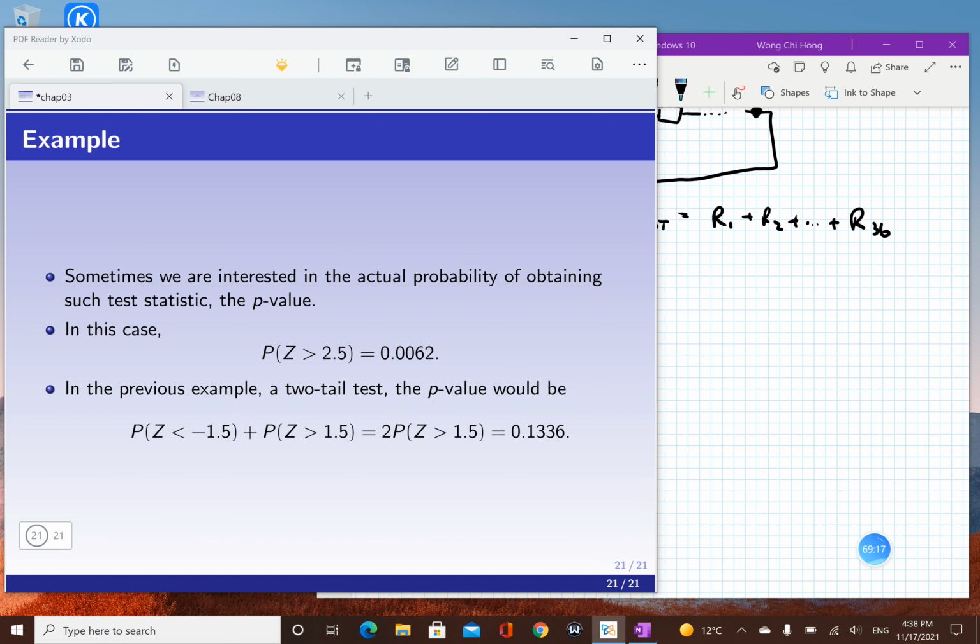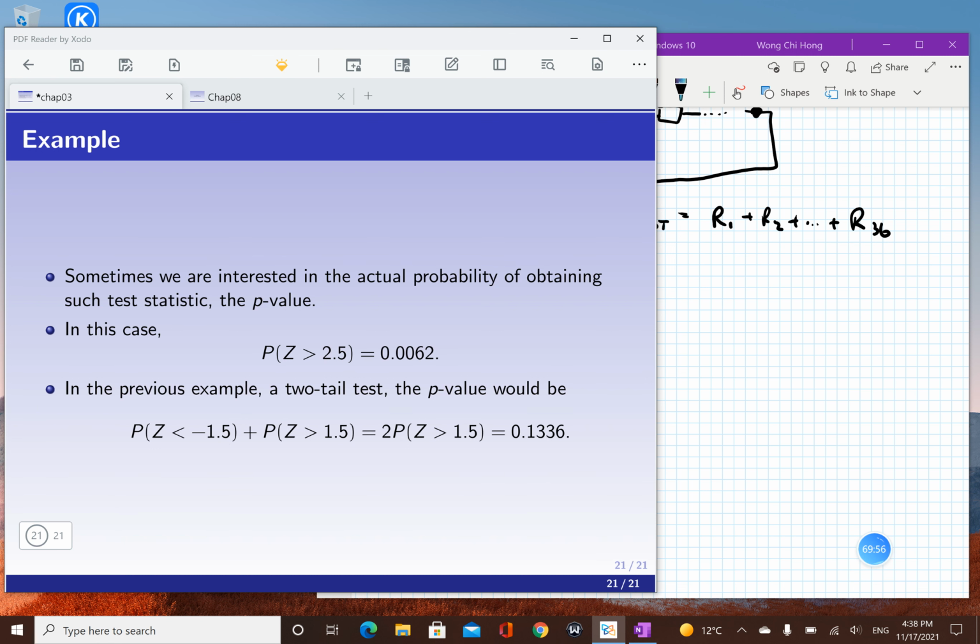Sometimes people prefer to see this in actual numbers rather than simply comparing with the critical value. And the previous one, the one that we had at z equals 1.5, is not in our critical region of 1.96. But we may still want to know the probability of it. How likely is it to occur?